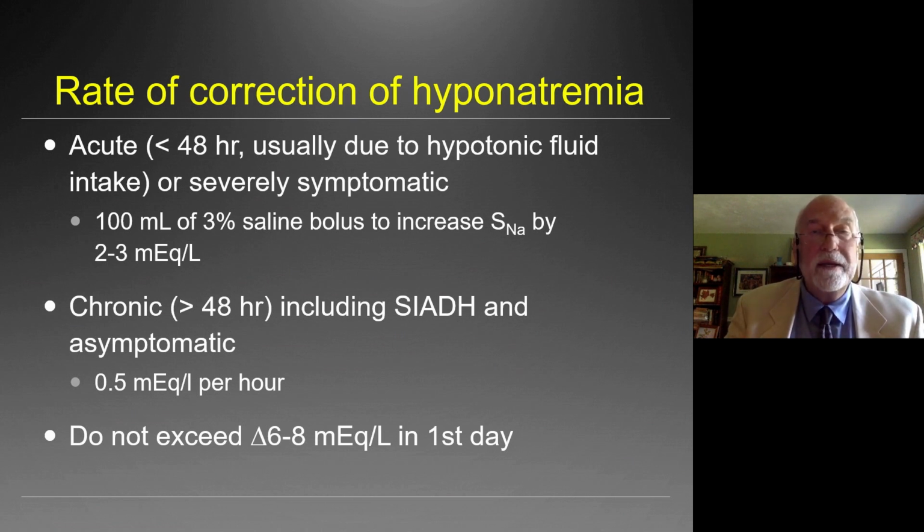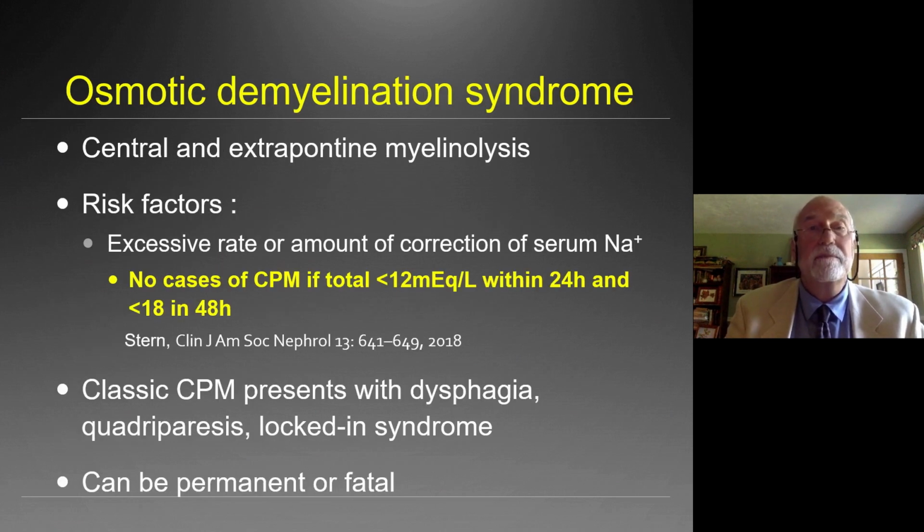If it's a chronic condition, you want to be much more careful about precipitating the complications of too rapid a correction: no more than 0.5 milliequivalent per hour, and no more than 6 to 8 milliequivalents in the first day. For patients at high risk of central pontine myelinolysis or osmotic demyelination syndrome, such as an alcoholic, you may even want to correct only from 4 to 6 in the first day, which is a very slight correction.